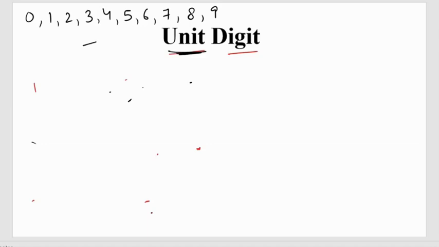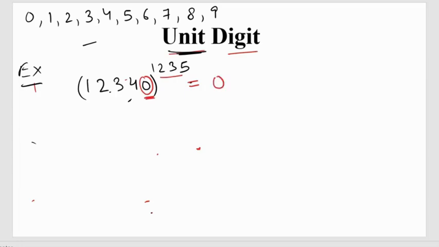You will have a question, for example, 0 raised to power 1, 2, 3, 5. How will we find the unit digit of these numbers? We will always take the unit digit first. If there is 0, then 0 raised to power anything will always remain 0. Whatever the power, if there is 0, my answer is 0, because we are talking about the unit digit, not the whole number. So the last digit will always remain 0.